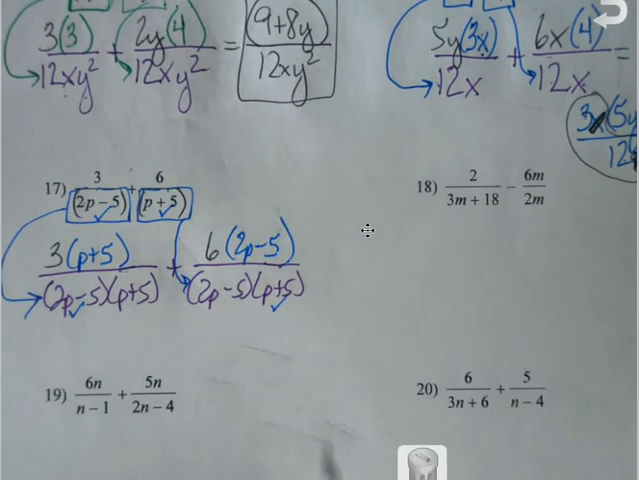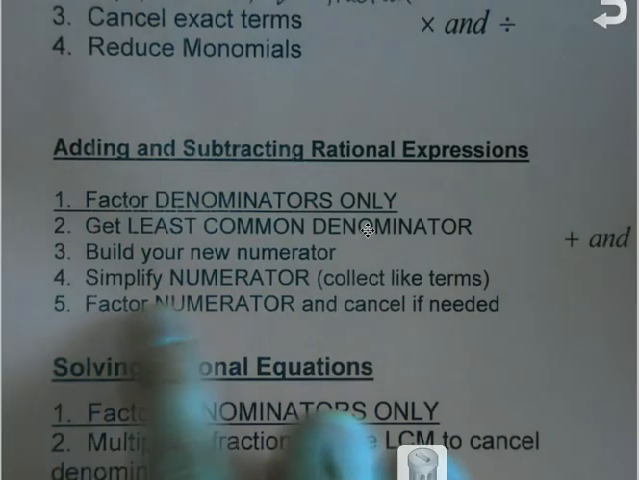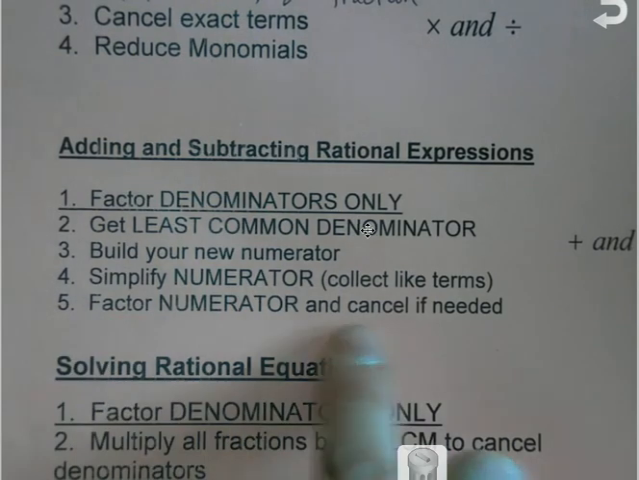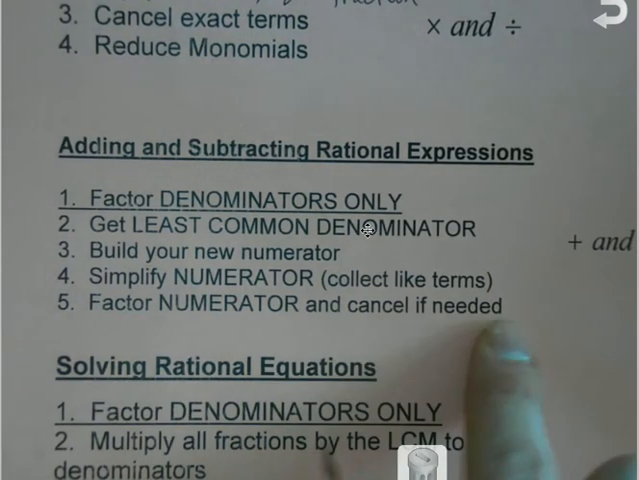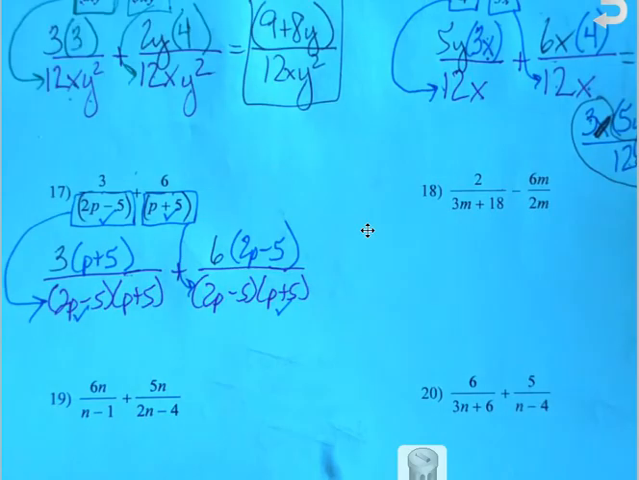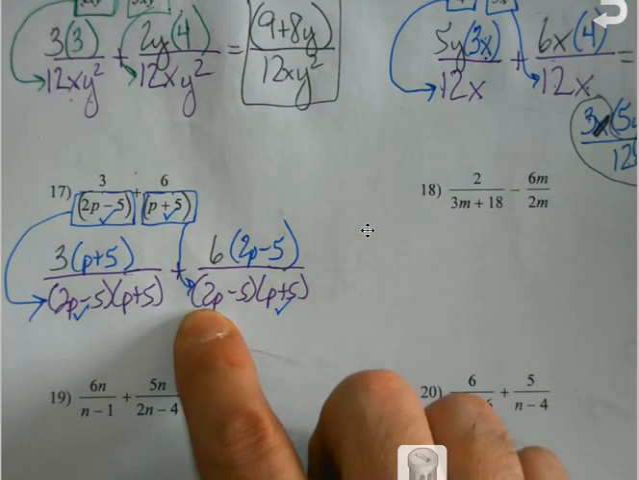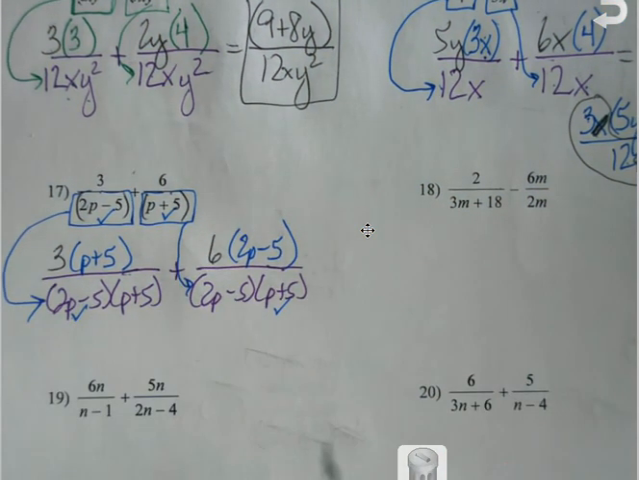And here's where some of you do beautiful work to here, and then it all goes downhill. So here's how we're going to fix it. I can't cancel yet. Okay? The rules say simplify the numerator, collect like terms. It says nothing about canceling. Then factor and cancel if needed. So there's no canceling until the very end when we're adding and subtracting. So don't cancel the p plus 5s. Don't cancel these, because it'll just get you back to the original problem.